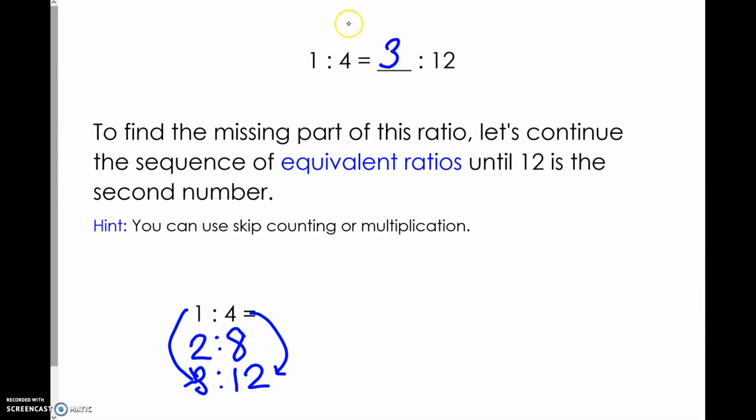You could have more simply done this by looking at your second number. 4 times 3 is 12. Therefore, the first number must also be multiplied by 3.